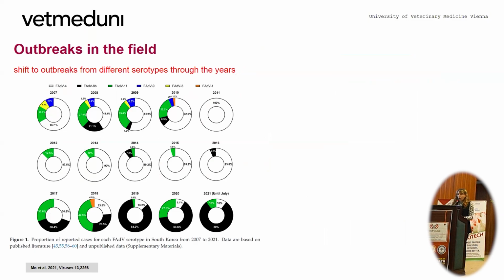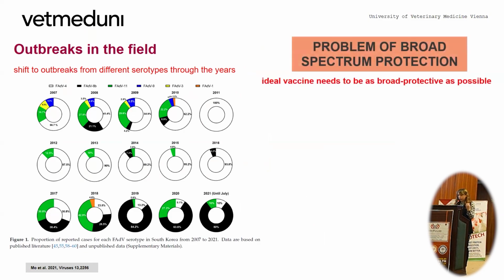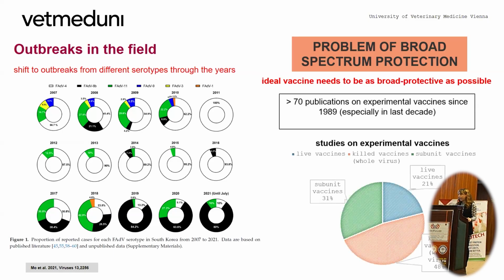I like this picture very much. I took it from a review from South Korea, from Professor Mo, because here you can see the shift in the major serotype causing outbreaks from 2007, and how the situation changed a lot through the years until 2021. This is a demonstration of the mosaic of how plastic the situation is in the field. And this tells us that if we want to design an effective immune strategy to tackle this disease, we have to deal with the problem of broad spectrum protection. The ideal vaccine needs to be as broadly protective as possible.